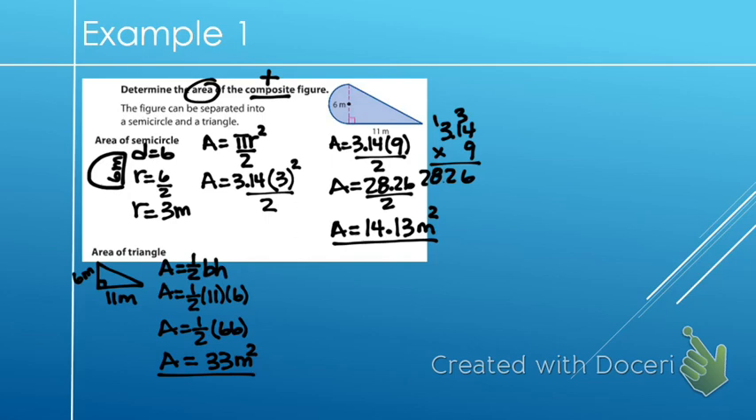Okay, so now we're going to compose. We found the area of each. Now we've got to put them together to find our total area. So I have 33. Make sure you line up those decimals when you add. So we get 47.13 meters squared. And it is squared because we're doing area. So do not forget your units squared.